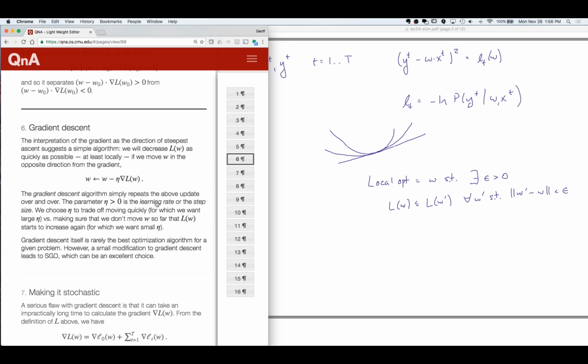We have to choose it to trade off between large eta, where we move quickly and make big updates, and small eta, where we make gradual updates, which means that the Taylor approximation is still a good approximation over the length of our update. We want that because if the Taylor approximation stops being good, then we might not actually decrease L when we take our step, right? So gradient descent is just to iterate this update over and over.